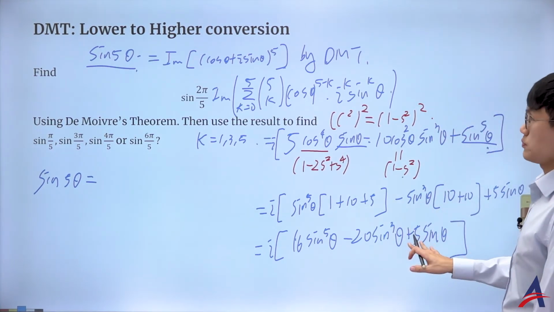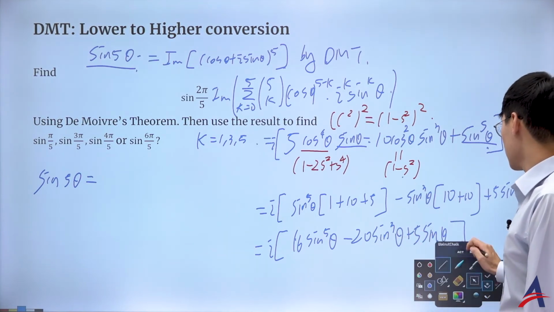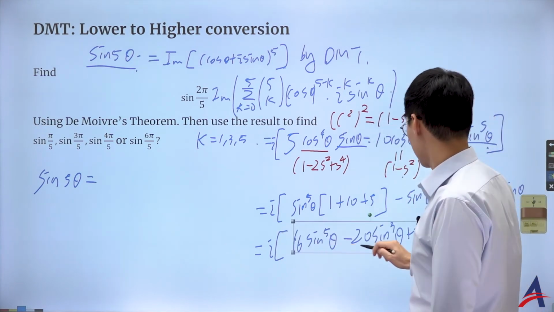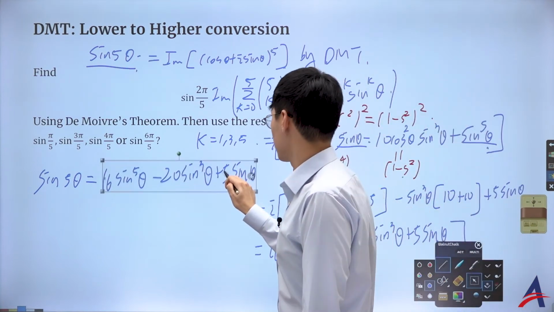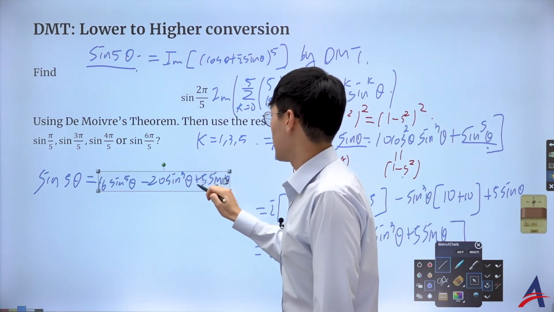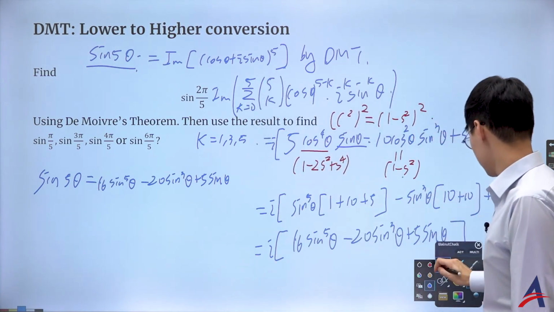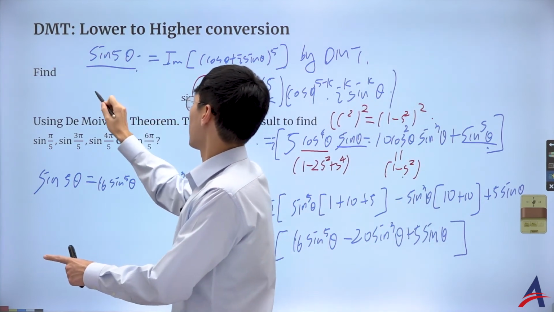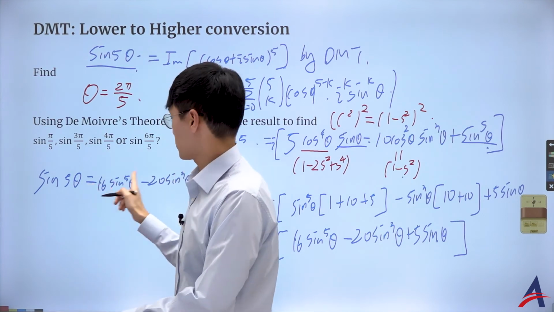So for that one, it should be the same as the imaginary part using the DMT. So I'm going to let that be the same as the imaginary part using the DMT. That is great. And now I'm going to let theta be 2 pi over 5. I want to find theta to be 2 pi over 5, right? So that's great. Let's do that.